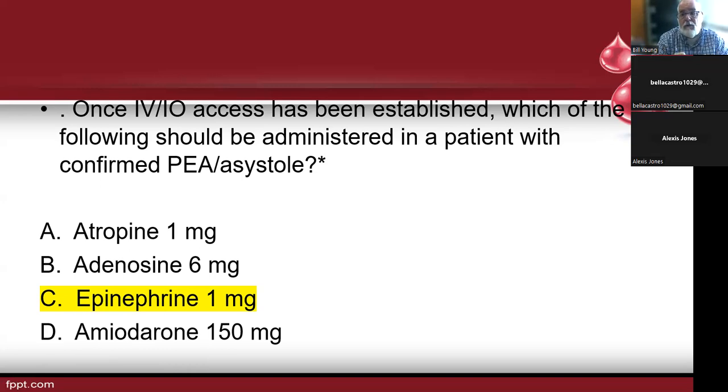PEA asystole is actually, in my opinion, probably the easiest algorithm that you're working with for a couple of reasons. Number one, basically it's CPR, epi, and reversible causes. Okay, so be sure that you know what those reversible causes would be, the most pertinent ones in regards to what your scenario is.